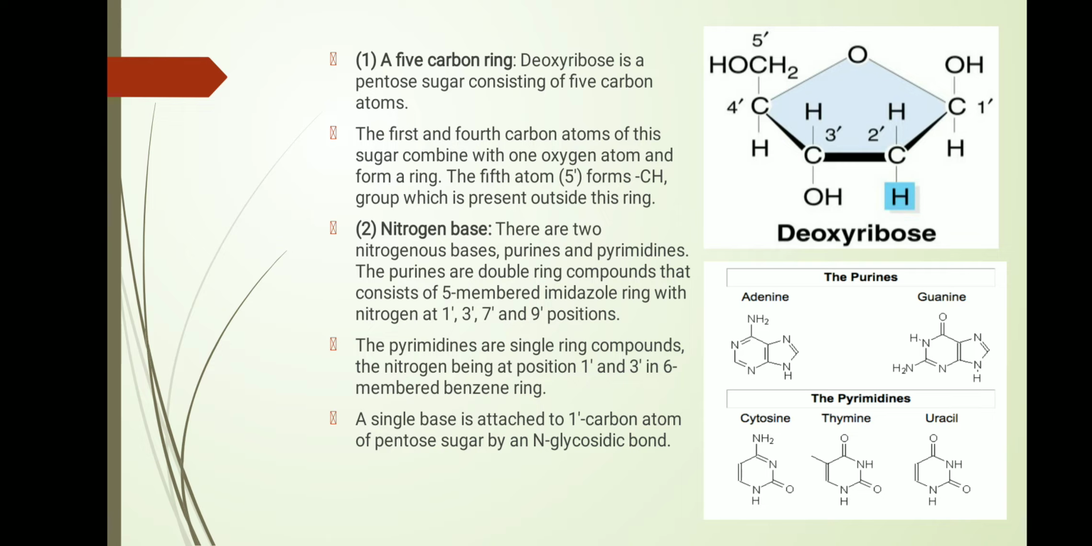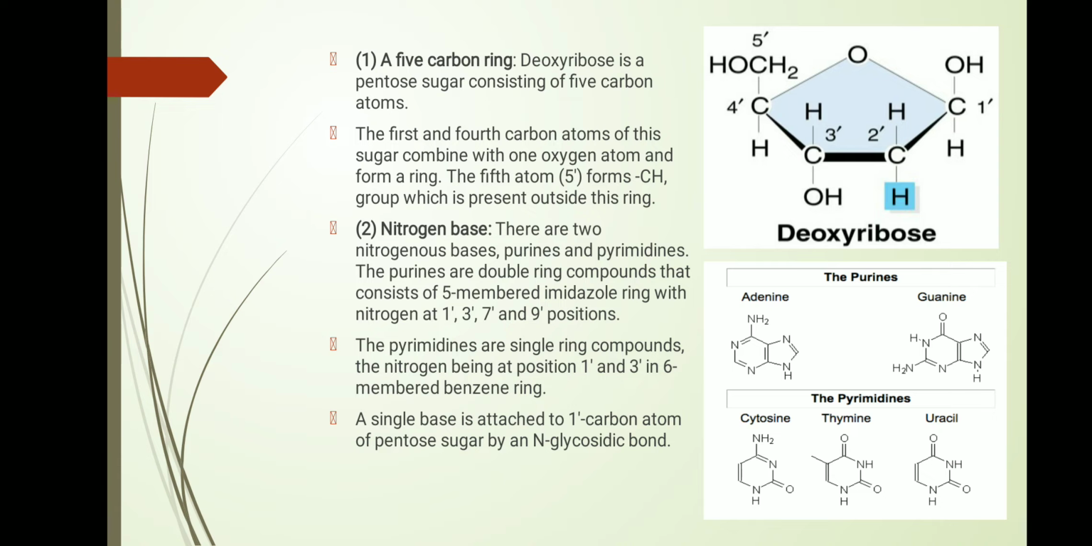Second is the nitrogen base. There are mainly 2 types of nitrogen base. First is purine and second is pyrimidine. Purines have a 2-ring or double-ring structure, and the nitrogen is present at the 1, 3, 7 and 9 positions. And pyrimidines are single-ring compounds and nitrogen is present at the 1, 3 and 6 positions. The nitrogen base is attached to the 1 carbon atom of the pentose sugar by a glycosidic bond.